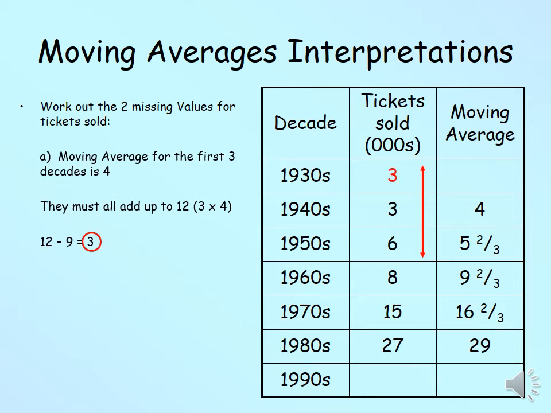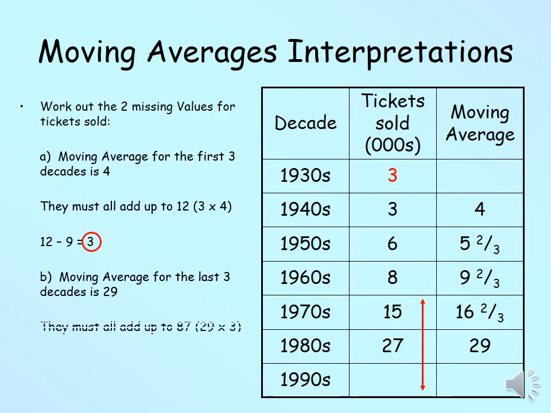Okay, and similarly for the 1990s, the moving average for the last 3 decades is 29. Okay, so 29 times 3 is 87. So we can calculate the missing number then. Of 87, take away 42, which is 15 plus 27. So we take 42 away from 87, and the answer is 45. So these questions are quite easy, really. Okay, and we're going to write it on our table.